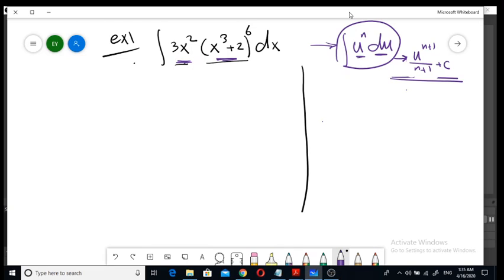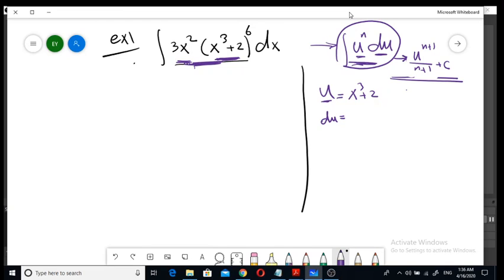So we need to replace this problem to be in the form of u du. First we need to identify u and du. If we select u to be the inside function, x cubed plus 2, then easily we can find the derivative of u, which is a differential function of u.